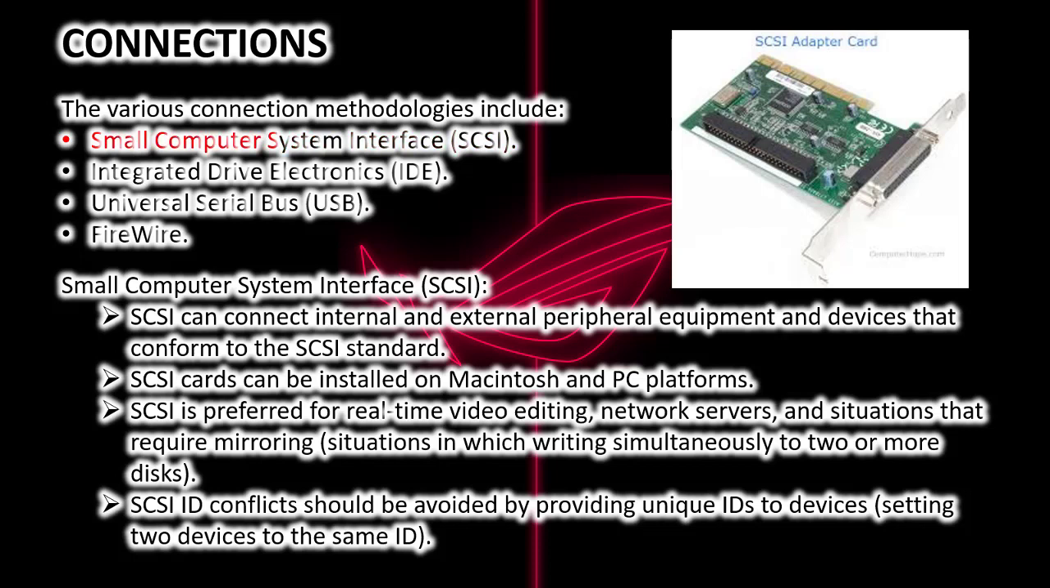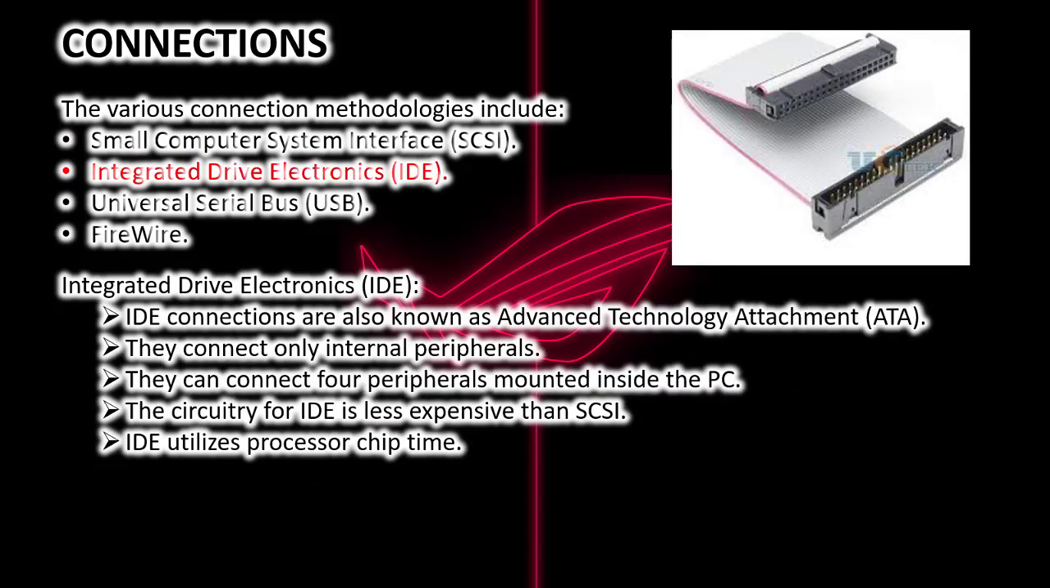Fourth is SCSI Wide Ultra 2, where the transfer rate is 640 MB per second. Fifth is SCSI Wide Ultra 3, where the transfer rate is 1280 MB per second. Sixth is SCSI Ultra 4, and the transfer rate is 2560 MB per second. And finally, seventh, SCSI Ultra 5 is the fastest among the SCSI types, where the transfer rate is 5120 MB per second.